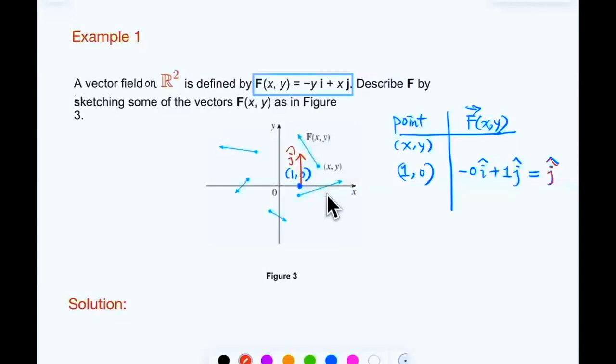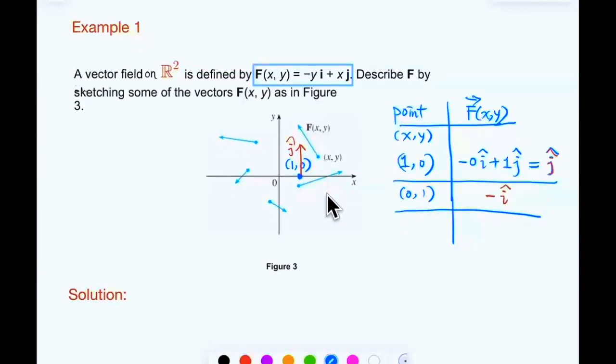I want you guys also to do this one. What will be the output? Negative i. Yes, we got negative i. The output will be negative i. So at this point, it's negative i, so it will be pointing to the left, right? Yeah, you got it. We have this.